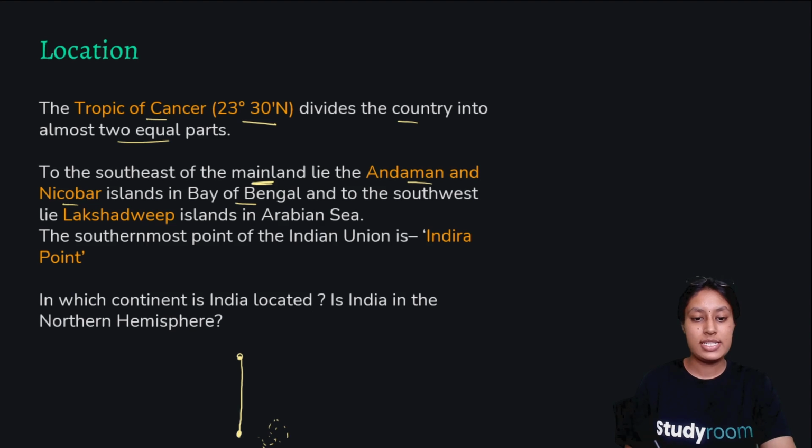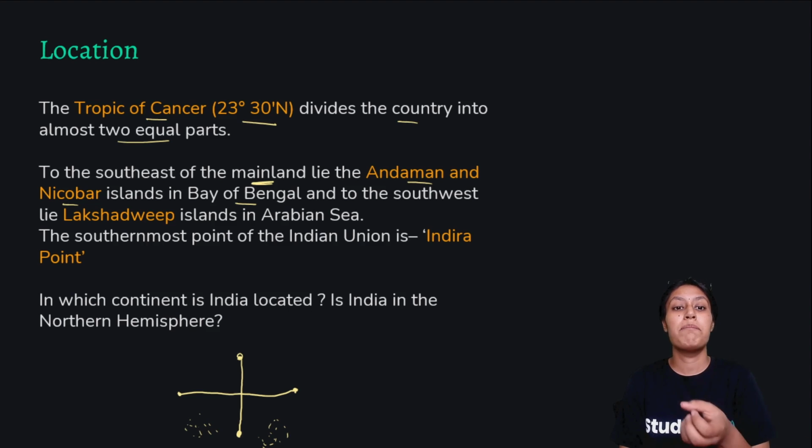In Bay of Bengal, and to the southwest we have Lakshadweep Island. Okay, so let me draw a structure of India here to make it more understandable for you. So here lies Lakshadweep.